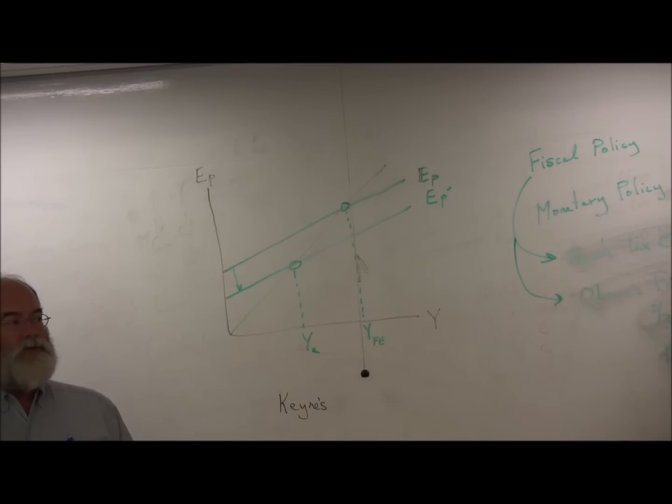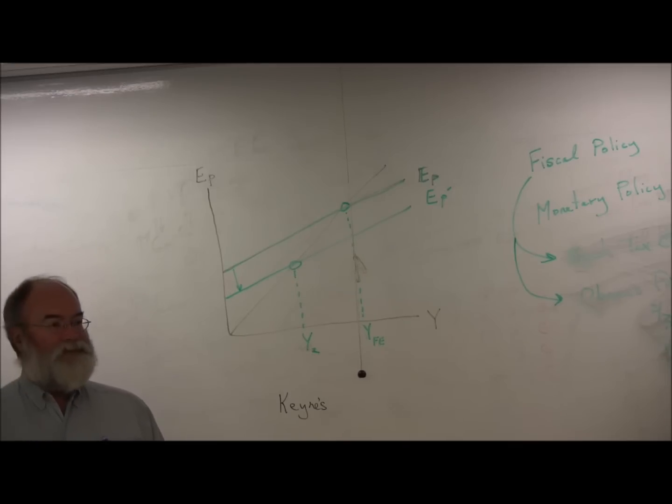The three tools are changing the required reserve ratio, which is the percent of deposits that banks have to hold on to. That gets done less than once a decade. It may be 20 or 30 years since they've done that, so it's there in principle, but they don't really use it. The second one is changing the discount rate.